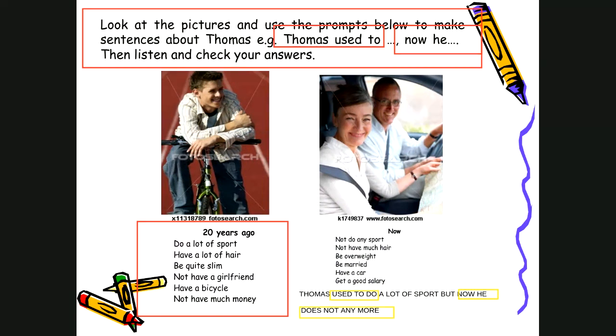All right. So now it's your turn. Try to create more sentences with the expression used to.